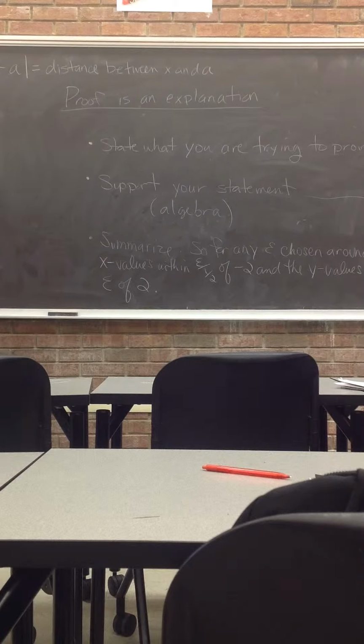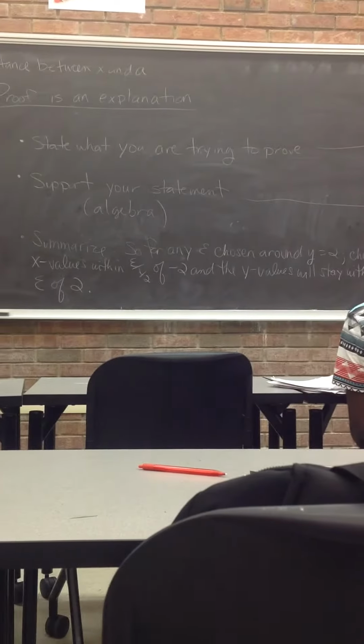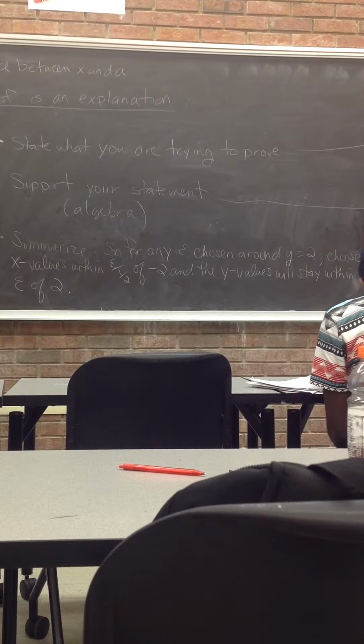So for any epsilon chosen around y equals 2, choose x values within epsilon divided by half. If you want to rewrite that as 2 times epsilon, that's perfectly fine. Of -2, and the corresponding y values will stay within epsilon of 2.